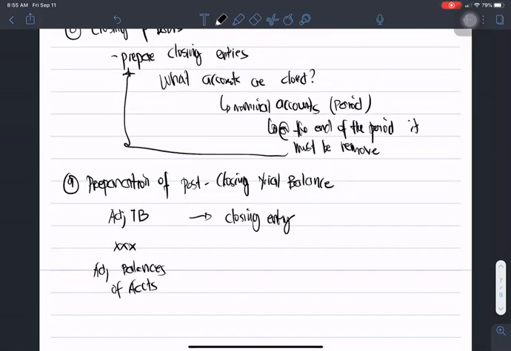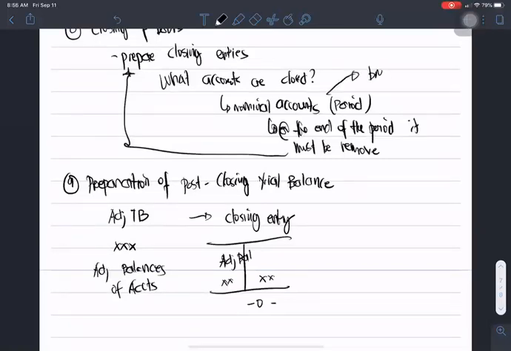Then, of course, from your adjusted balance, we make any closing entry. This will now be 0. So what is the effect of the closing entry? Since you are closing it, the nominal accounts will be brought to 0. So since nominal accounts are brought to 0 through the closing entry, in our post-closing trial balance, what is left is the real account.